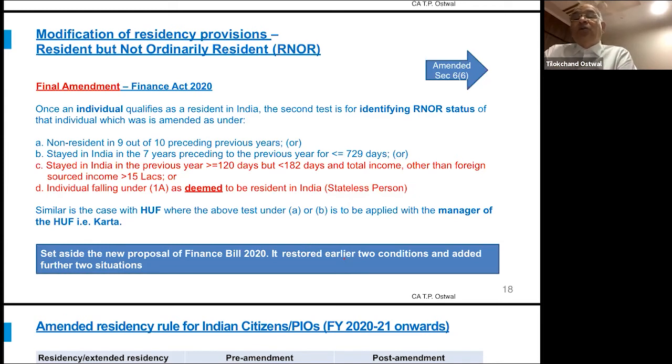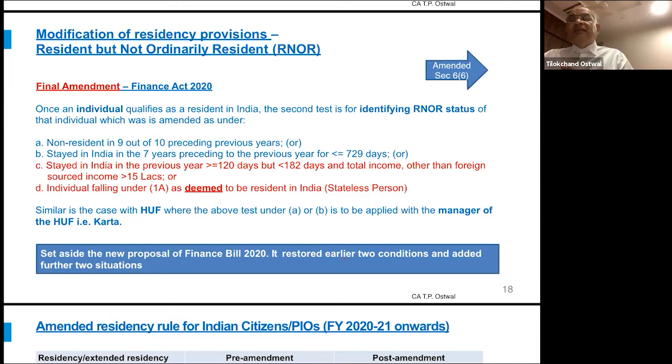The individual, therefore, all stateless persons will fall under this category 1A, and therefore they will become resident but not ordinary resident. So once you become resident but not ordinary resident, consequences are very interesting. You will not be taxable on world income. You will be still taxable only on Indian income. Then what is the need of having this category? Indian income, anyway you are paying taxes if it is taxable in India. If it is not taxable, anyway you are not paying taxes. So therefore, this category was absolutely nonsensical, not required to be added.